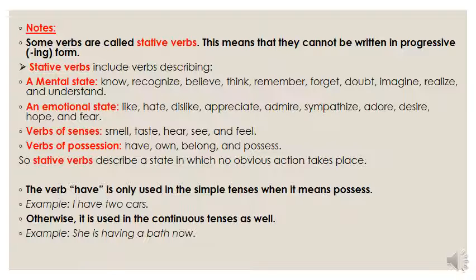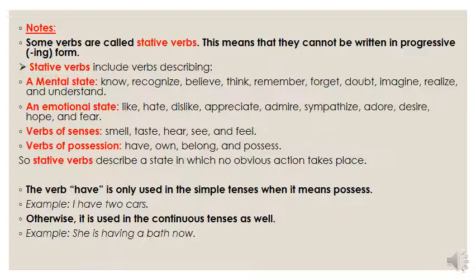So I cannot say I am imagining, I am realizing, I am remembering. These verbs are only used in their base form. Emotional state, everything related to emotions or feelings. You cannot say I am loving, you cannot say I am hating, I am adoring, I am disliking, he is fearing. Also, these verbs are used only in the root form.